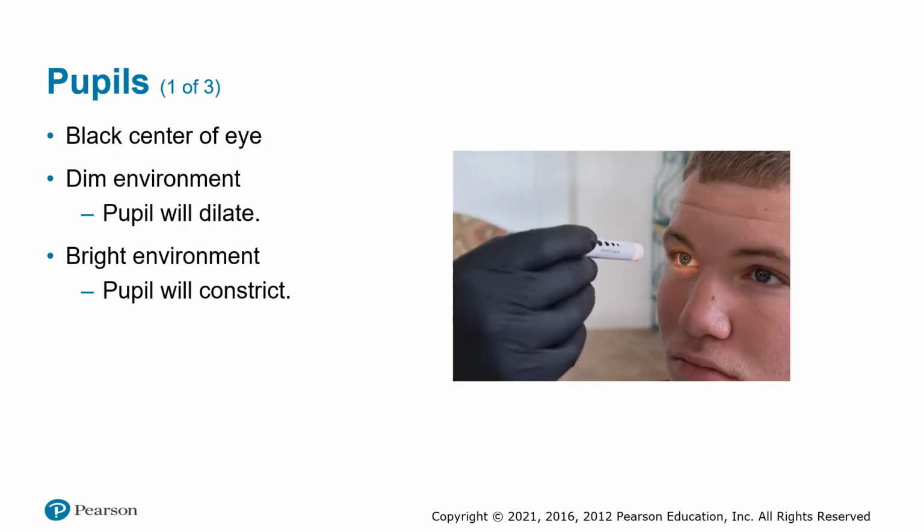Pupils. So the black center of the eye in a dim environment will dilate. In a bright environment, it will constrict. So essentially what you want to do in order to really take a pupil size, you want a dark environment, and then you expose the patient's eyes to a bright light, like a pen light.